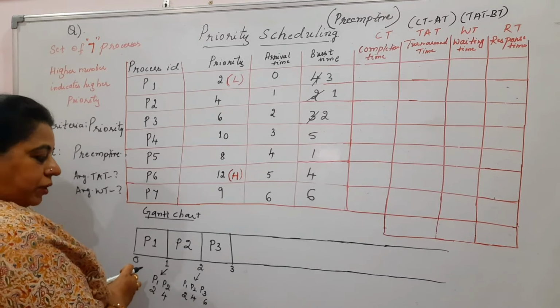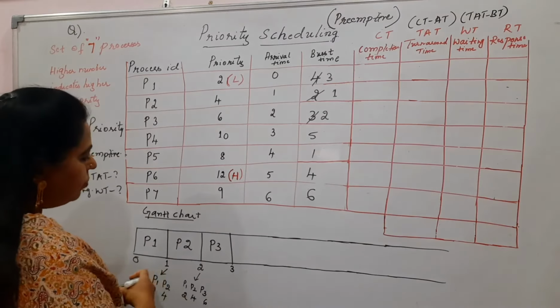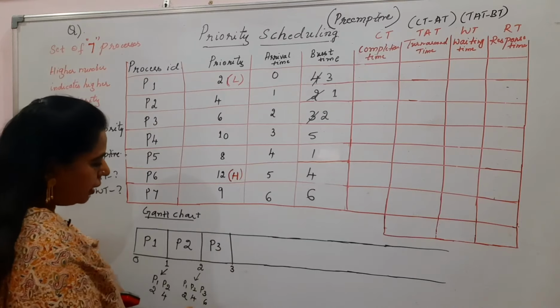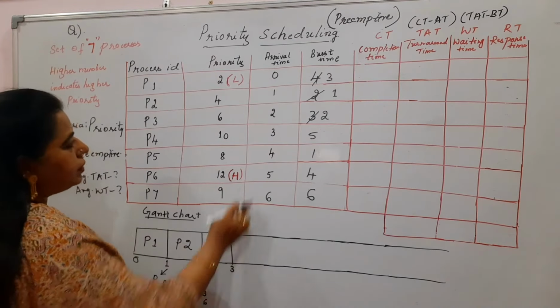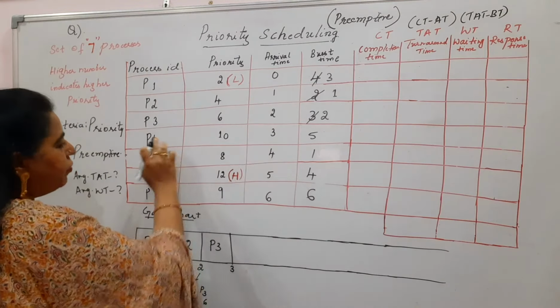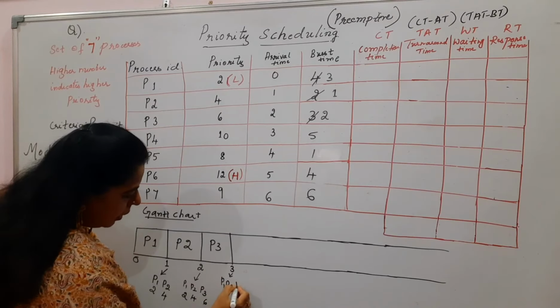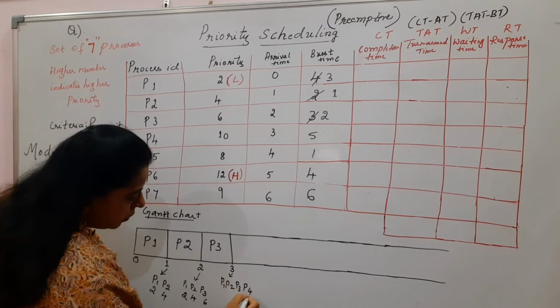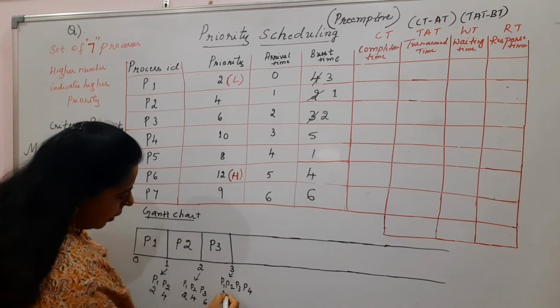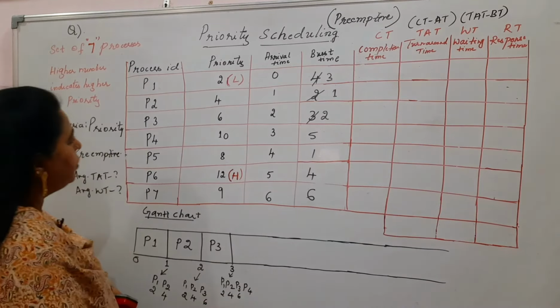Okay, next, what do you have to schedule now? At time 3, which processes are available? At time unit 3, P4 has come, but already P1 was there, P2 was there, P3 was there, and now P4 has also come. Write down their priorities so that you will not get confused.